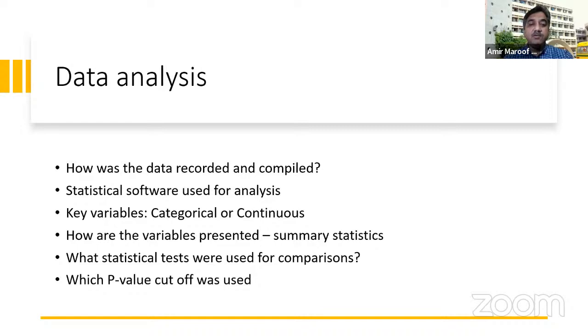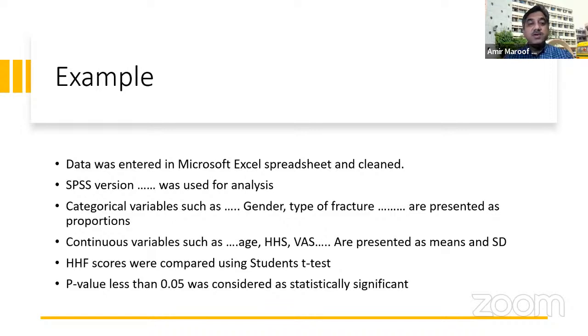And lastly, we mention the p-value cutoff. It's a default value of 0.05. We don't change it much unless there is some strong reason for that. For example, I've just given that data was entered in a Microsoft Excel spreadsheet. If you're using some other software, you can write that, such as which SPSS version was used.